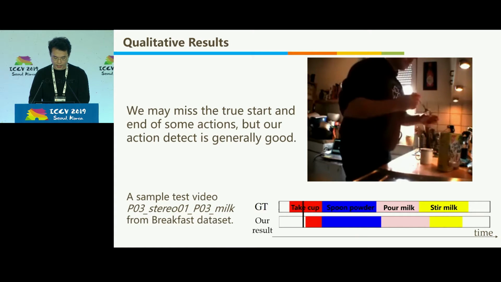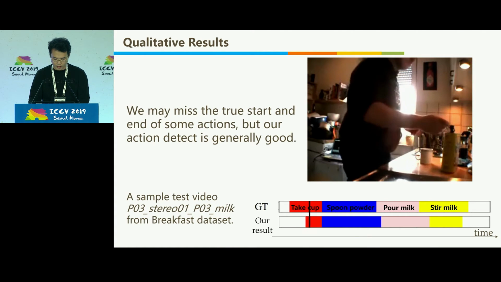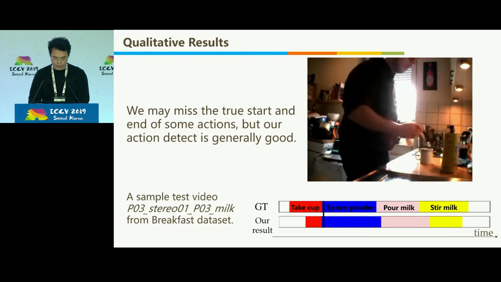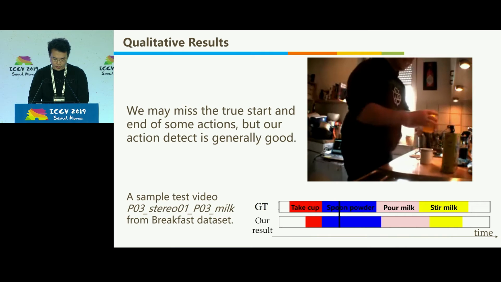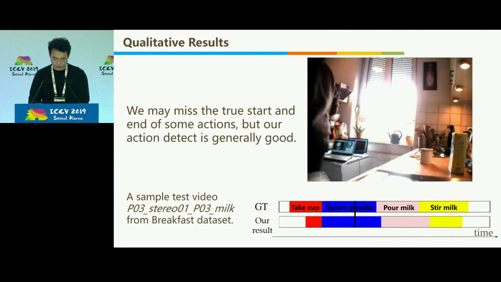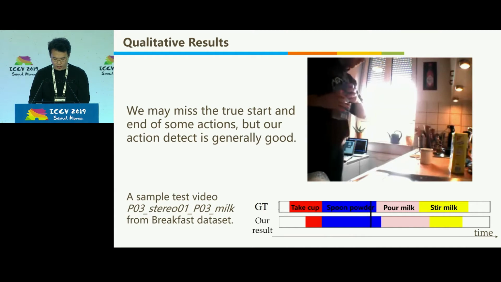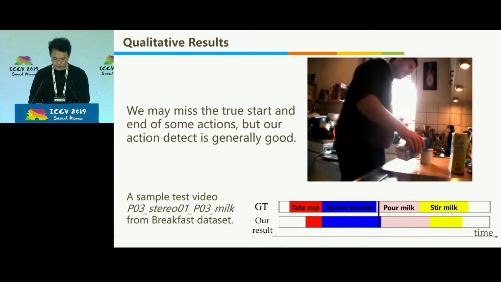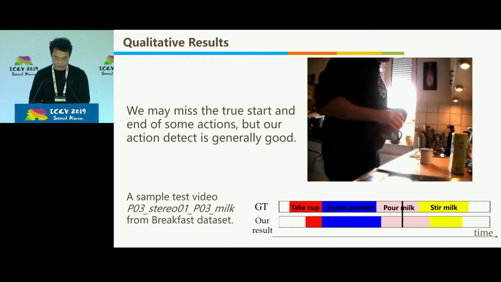By temporally aligning our model results and the ground truth labels along with the video, we clearly show that our model makes a good prediction and may miss the true start and end of some actions by just a few frames. But in general, it can successfully detect the correct temporal action ordering and makes a good frame-wise action labeling.